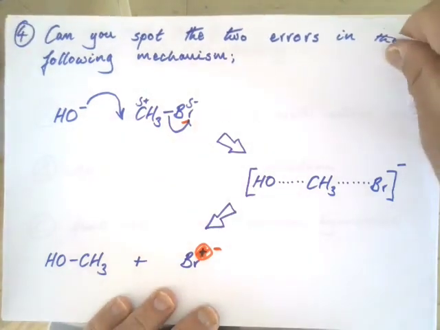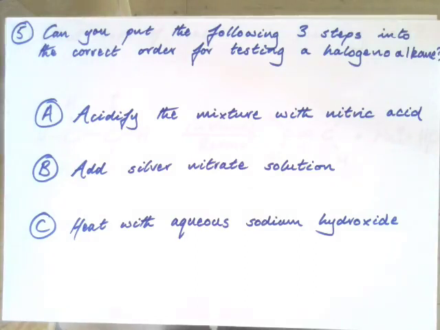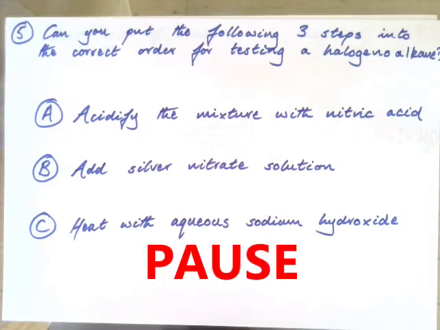Okay, question number 5 in our halogenoalkanes quiz. Can you put the following 3 steps into the correct order for testing for a halogenoalkane? We've got step A, step B, and step C here. What is the correct order, sequence in which we should perform these steps in order to test which halogen you have in your halogenoalkane? Pause the video, have a think, and then try and give me a correct order here. Pause it now.